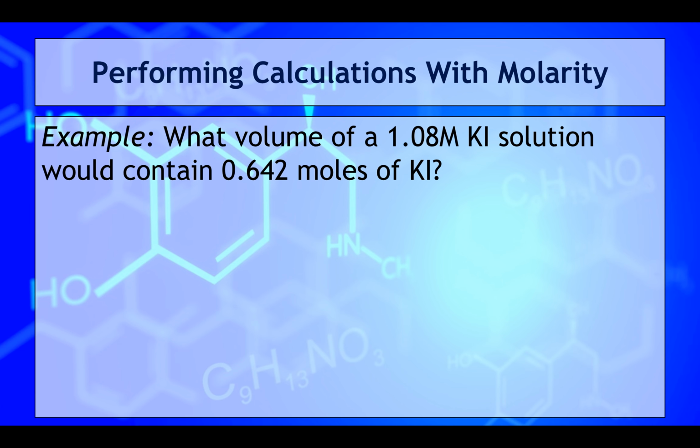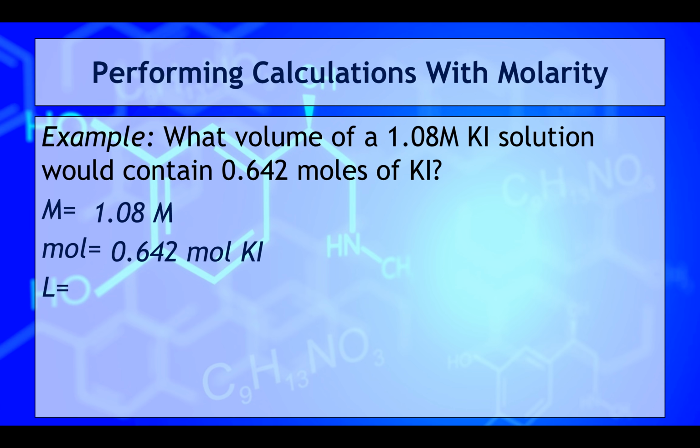What volume of a 1.08 molar potassium iodide solution would contain 0.642 moles of potassium iodide? Well, we're going to first write down what we know. We're going to need to have molarity, we need to have moles, and we need to have liters. We're going to substitute in what we know from the equation. We're given the molarity in this one. We're also given the number of moles, and we have to find the number of liters.